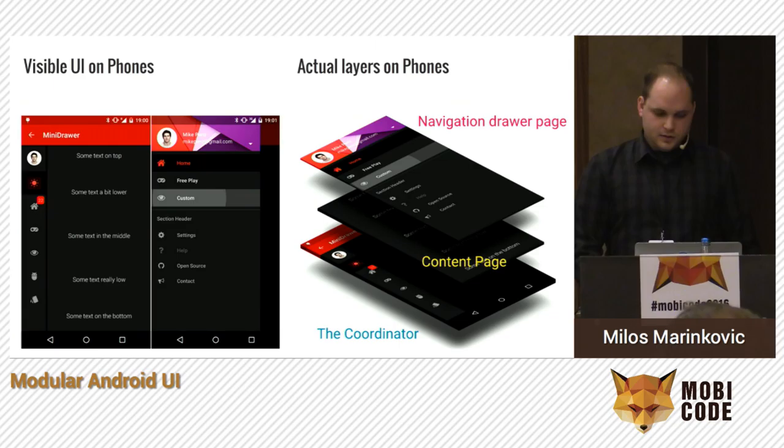So for this visible UI on phones, this is how it layers into pages. The coordinator in this example would contain the top toolbar and the left minibar. And then it will have two pages. One would be displayed in the navigation sidebar, and the other would be displayed in the center. So this is three pages for us. This is why I said we slice it on paper, and we can easily see which page goes where.